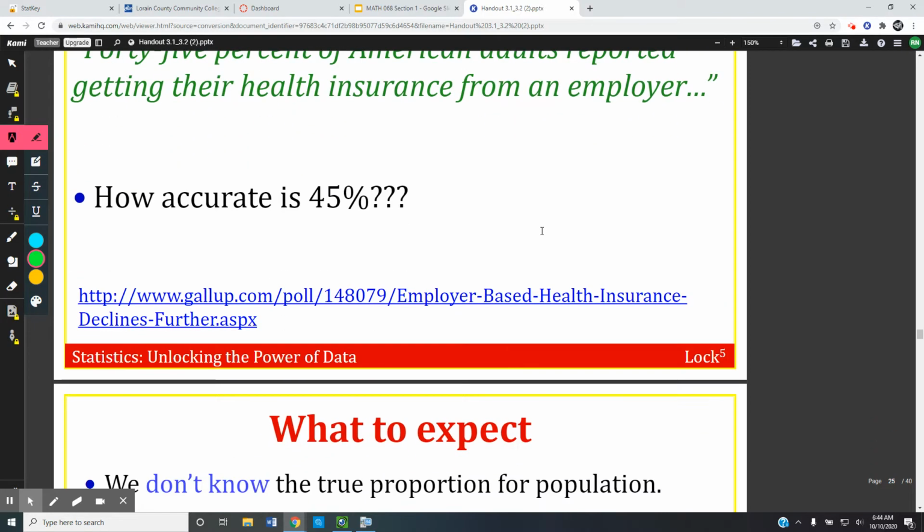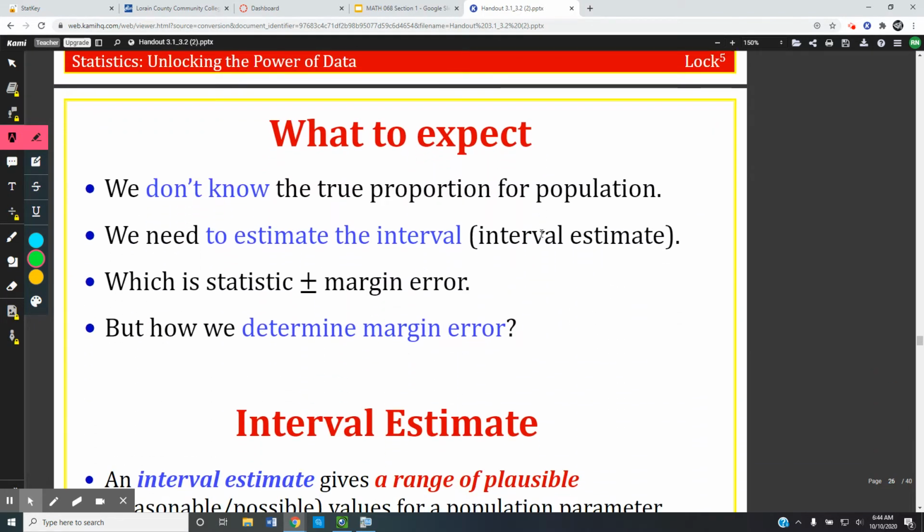So how do we take a look at that? How do we actually test that? Well, that's what we want to do at the beginning. So first of all, we don't know the true proportion for the population. We don't know if all Americans are actually 45% or if all Americans are 48%. We really don't know. We need to estimate the interval, meaning we need to come up with a range.